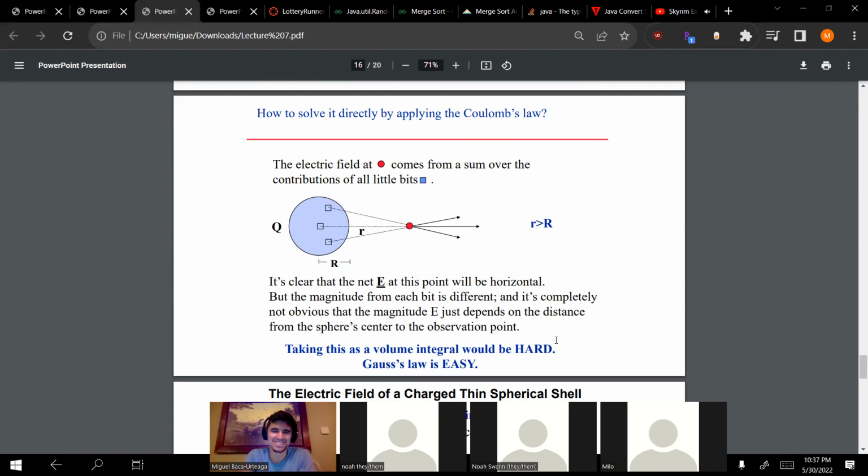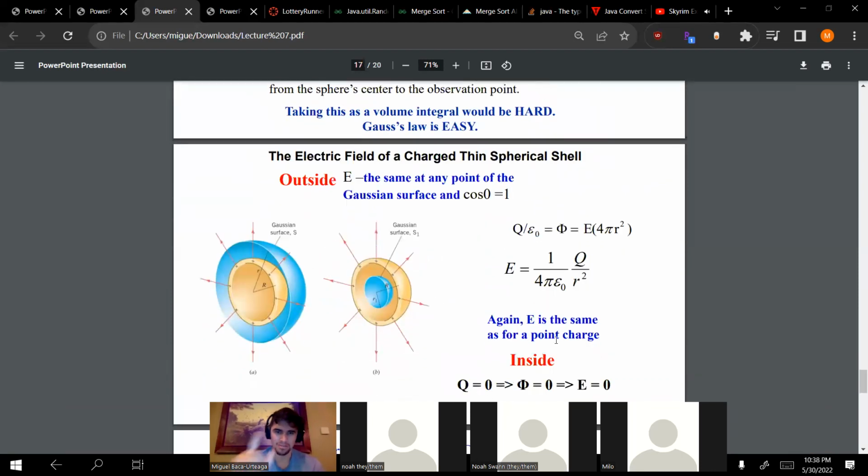So let's see how to solve it directly by applying Coulomb's law. This is kind of a similar concept. Taking this as a volume integral would be hard. Gauss's law is easy. It's clear that the net electric field at this point will be horizontal, but the magnitude from each bit is different. And it's completely not obvious that the magnitude of the electric field just depends on the distance from the sphere's center to the observation point. Wow, that's crazy. The electric field of a charged thin sphere.